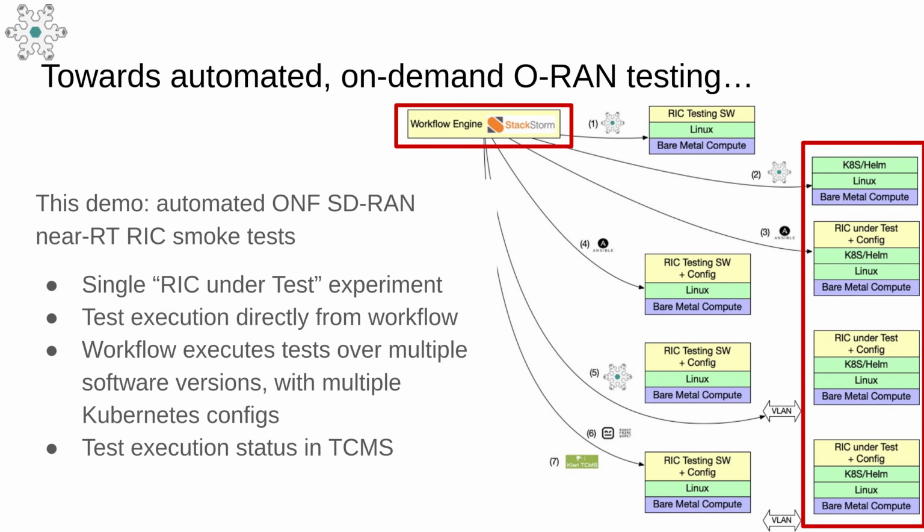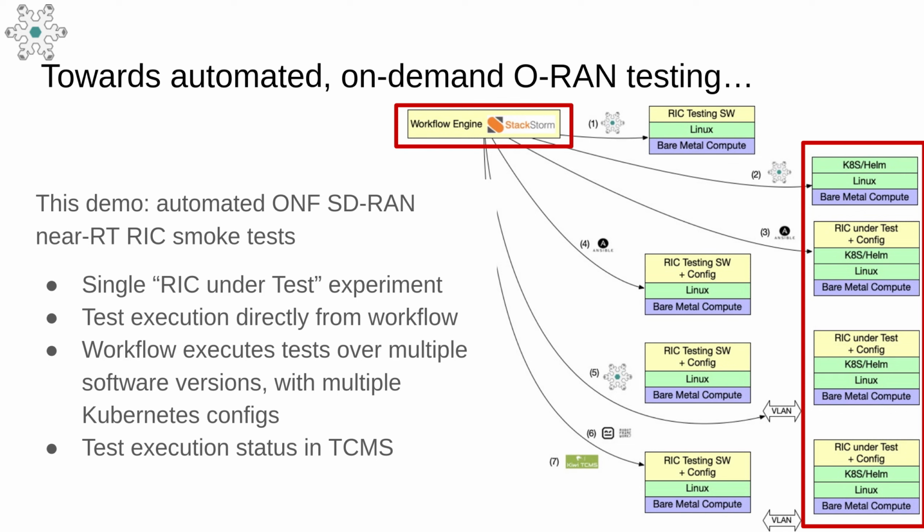So in this demo, we're going to take a step towards that. We'll demonstrate the pieces in the red boxes, and the demo will use the Open Networking Foundation's SD-RAN near-real-time RIC, and we'll do some basic smoke tests on those pieces with a number of parameterizations. So we'll just have a single RIC under test experiment. In this case, we won't actually have the Robot Framework or another test framework executing tests. We'll just have them run directly from StackStorm and provide their outputs directly into the Kiwi test case management software.